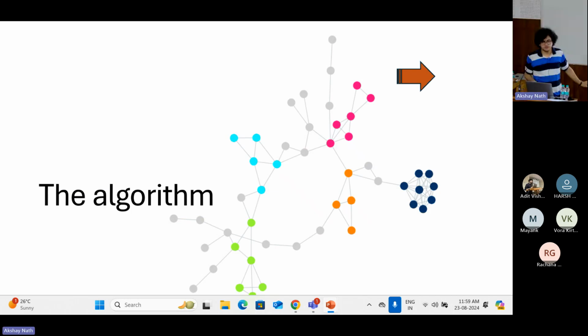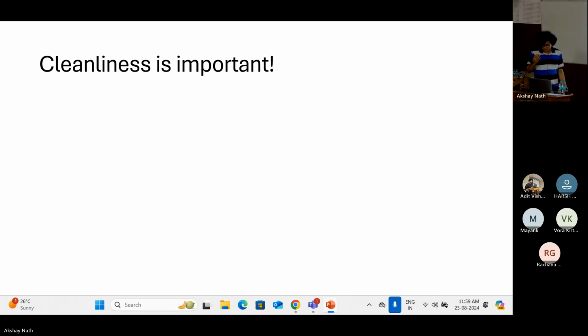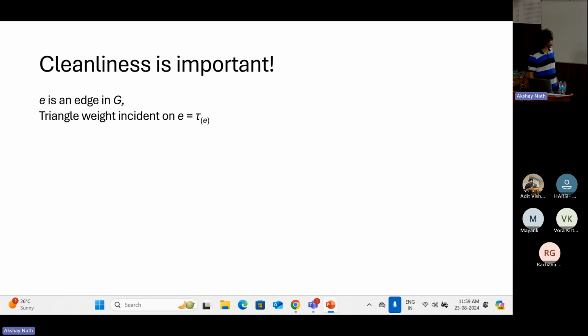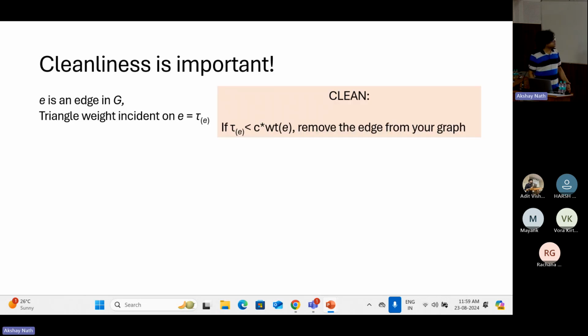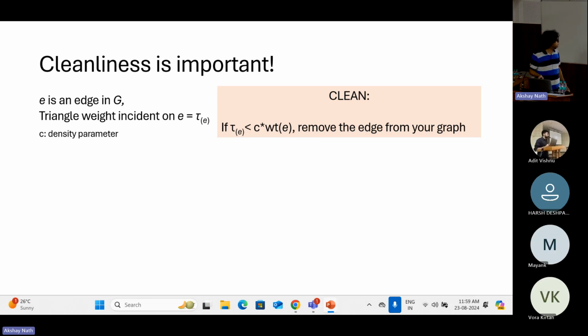Finally, in the last 5 minutes, let's actually give you the algorithm. I should probably change the slide name. We've called the procedure a cleaning procedure. For an edge E, you consider the triangle weight incident on the edge. You clean away the edge if the triangle weight on the edge is less than a constant fraction of the weight of the edge. C is this density parameter, which is the sole parameter we require for our algorithm. It's a kind of density regime where you say, we want so many dense things, so the density to be so much, and so on.